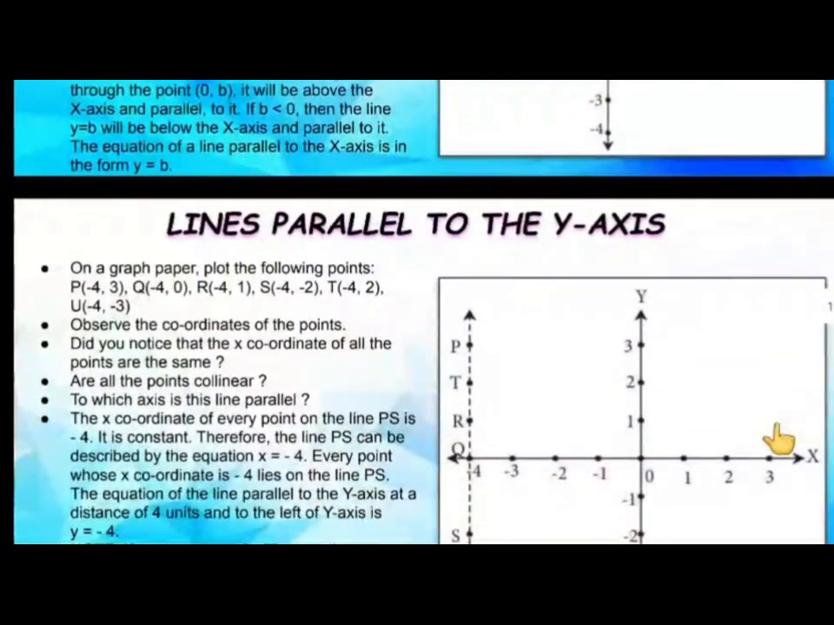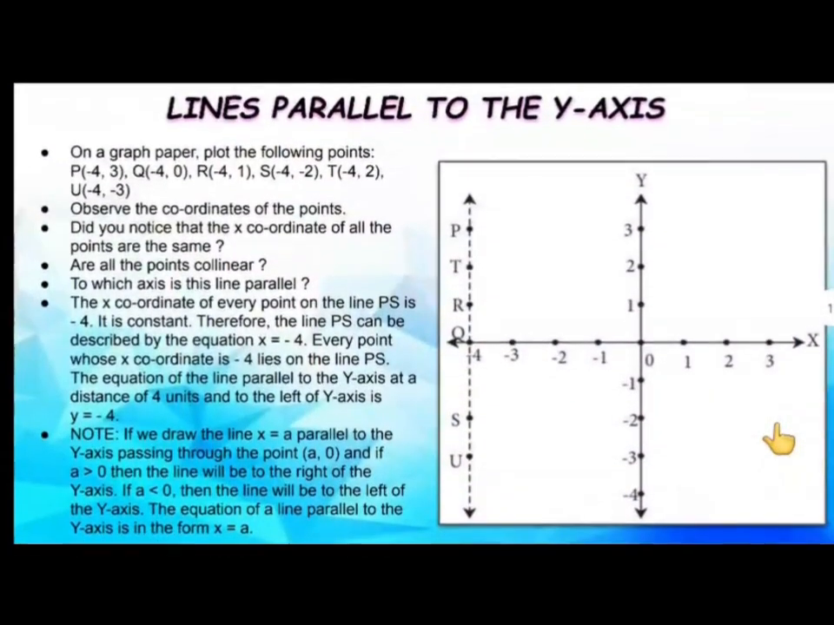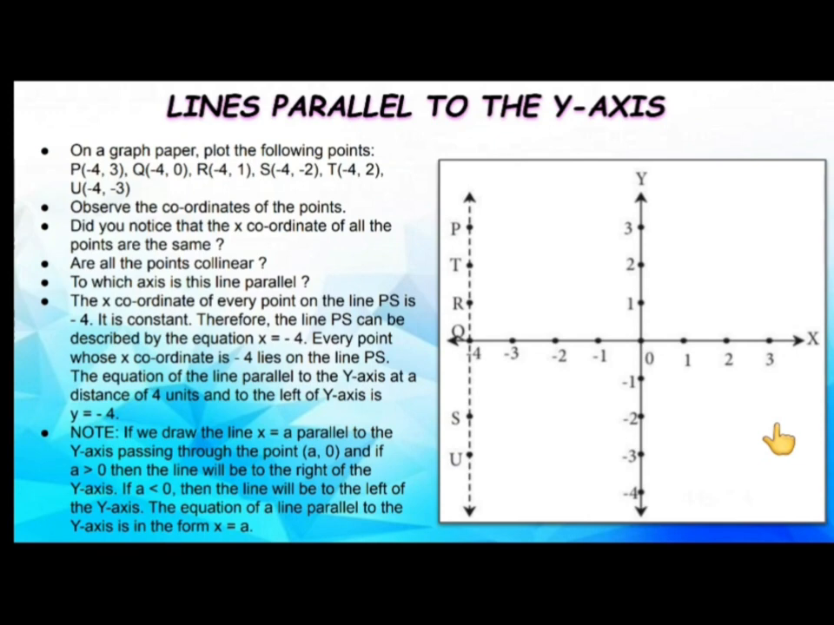Now let us understand lines parallel to the y-axis. So we saw lines parallel to the x-axis. Now we'll have a look at lines parallel to the y-axis. So again, on a graph paper, we are required to plot the following points. So what do we do first? On the graph, we draw our x and y axes, which are perpendicular to each other. We plot the points on the axes and then we plot these points.